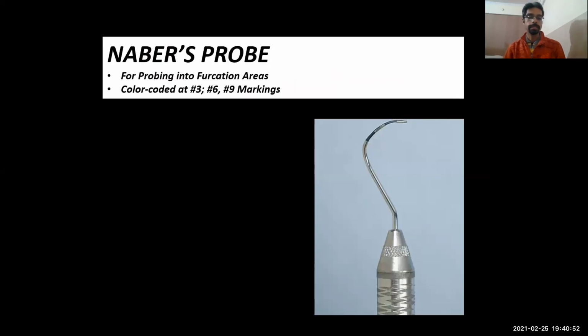Now, coming on to another type of manual probe, this is a Nabers probe. It's a curved probe, basically used to assess the furcation area. Now, what is a furcation area? It's an area in the multi-rooted teeth where the roots divide. That area is known as furcation. So to assess that area, the Nabers probe is used. Now it has markings at 3, 6 and 9 millimeters and there are bands.